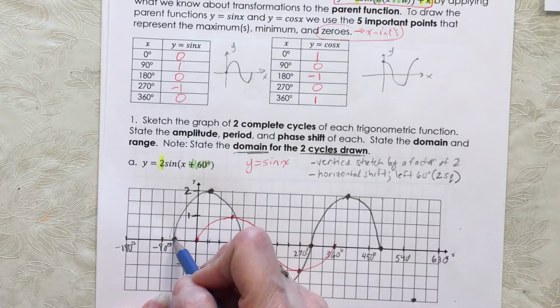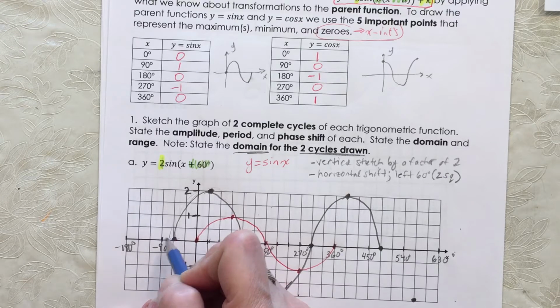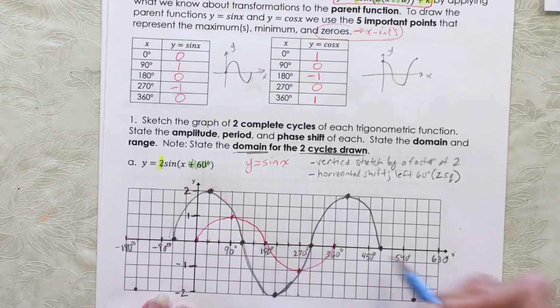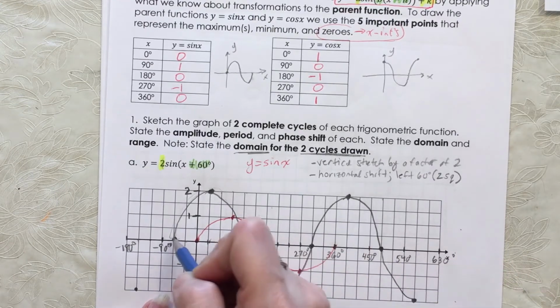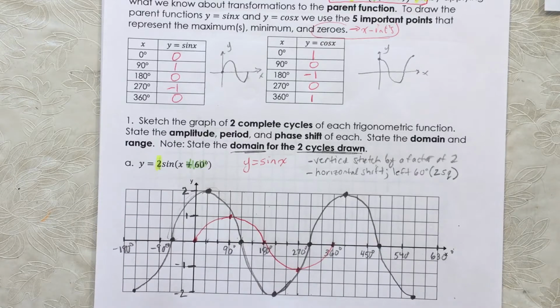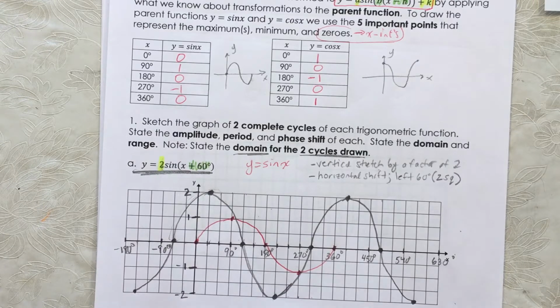But what I can do is continue in this direction. So I would go backwards 1, 2, 3, and down 4. So I have a half smile and another half smile, which makes a full smile, which gives me 2 complete cycles. Okay, so now I've drawn 2 complete cycles of y equals 2 sine of x plus 60 degrees, so I'll just underline that in pencil. Okay, so I've done the big part of the question.